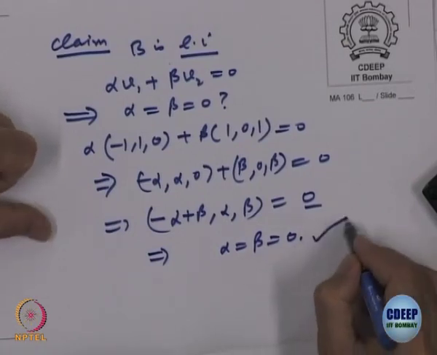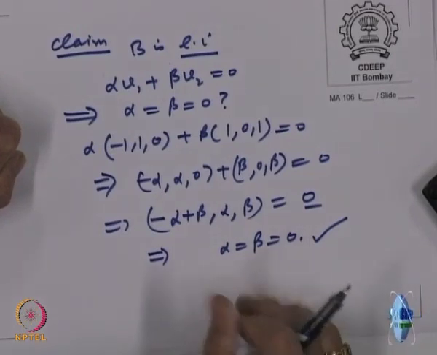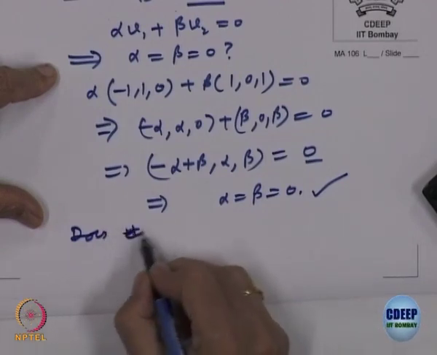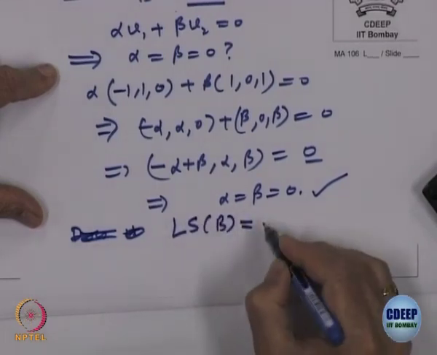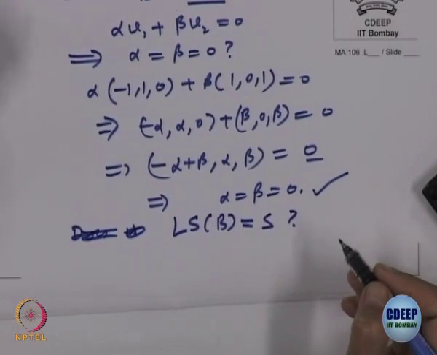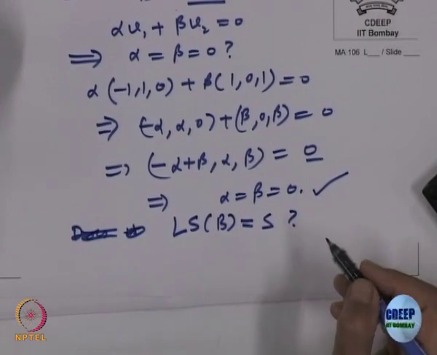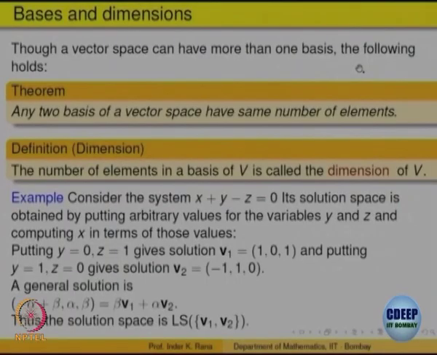So linear independence. Okay. Does it generate everything? Can I say the linear span of B is equal to S? All solutions are linear combinations of this. Right? So that is, we have to check. So let us check that. You can write a general solution as, here I called V1 and V2. So what does the general solution look like?